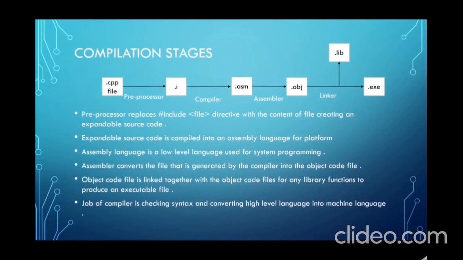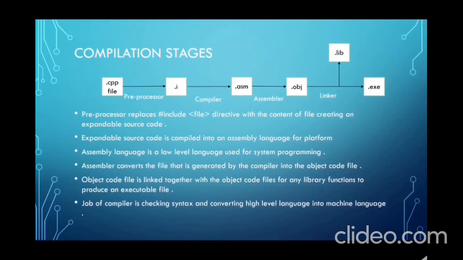So what are the compilation stages in C++? In a C++ file, we include header files. The job of the preprocessor is to include the source code of the header file into the current file. Then the expanded source code is compiled into assembly language for the platform.